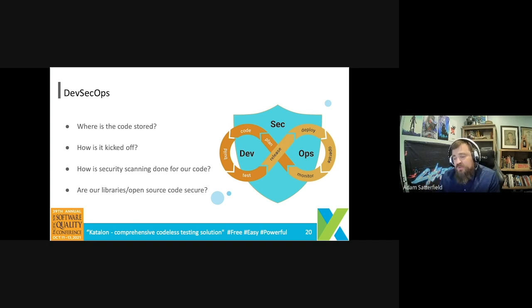There's a lot of open source scanning tools. You don't have to pay for them if you're a small company, or if you're a larger company, hook into things like Veracode or SonarQube from that standpoint.